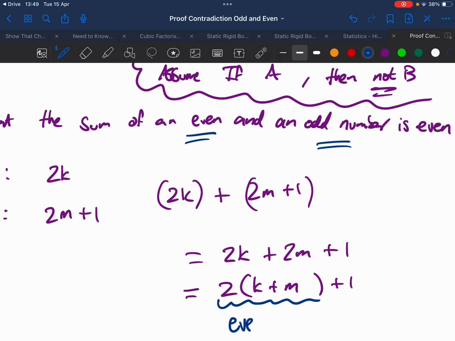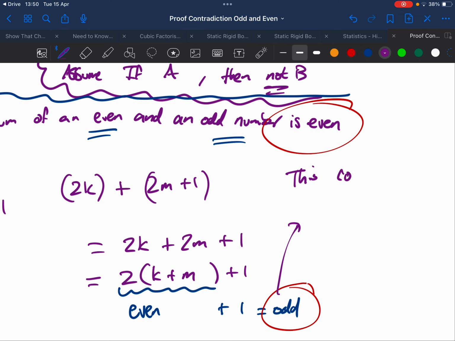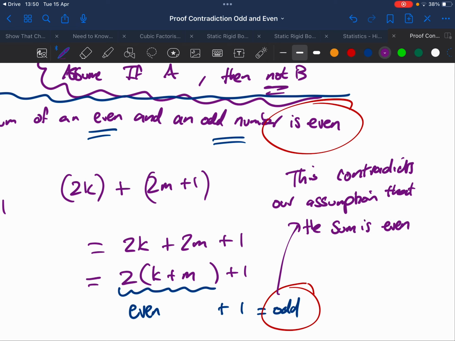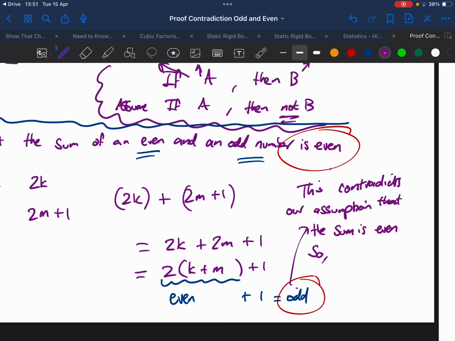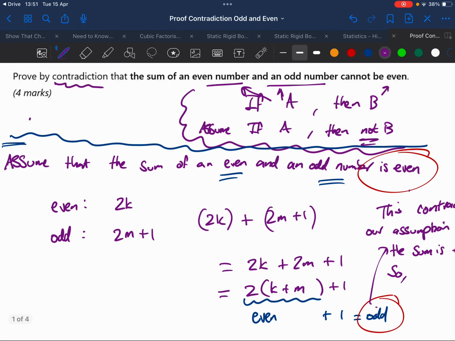So this contradicts our assumption that the sum is even. This is just me saying that these two things don't work together. So this is now where we go back to the original question, where we show that this statement is the correct statement. We only work with the original question right at the start and right at the end.